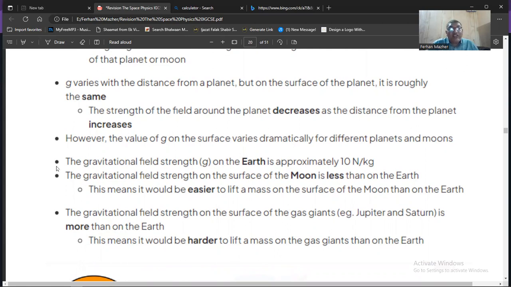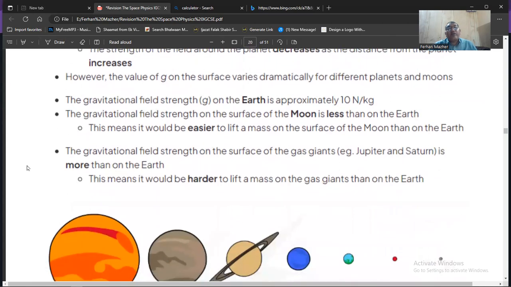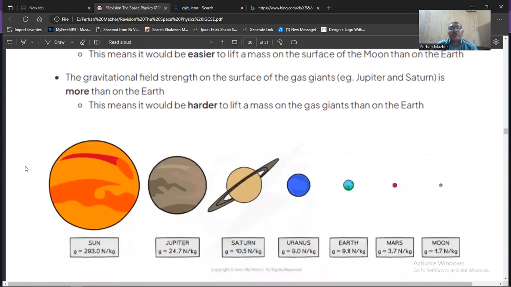The gravitational field strength g on the Earth is approximately 10 newton per kg. The gravitational field strength on the surface of the moon is less than that on the Earth. This means it would be easier to lift a mass on the surface of the moon than on the Earth. The gravitational field strength on the surface of the gas giants, for example, Jupiter and Saturn, is more than on the Earth. This means it would be harder to lift a mass on the gas giants than on the Earth.